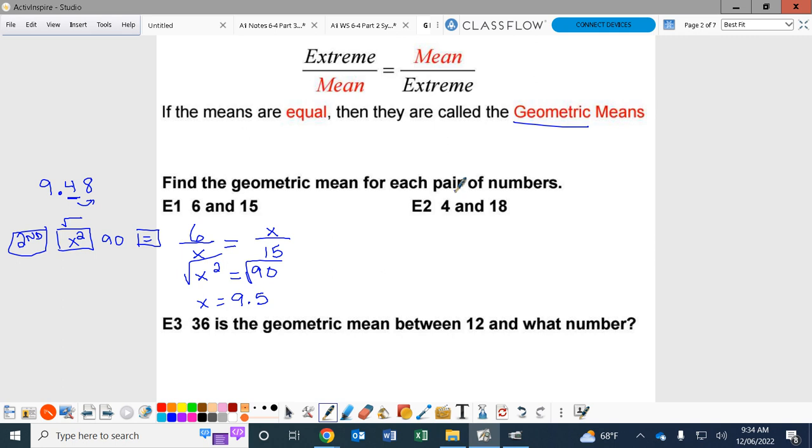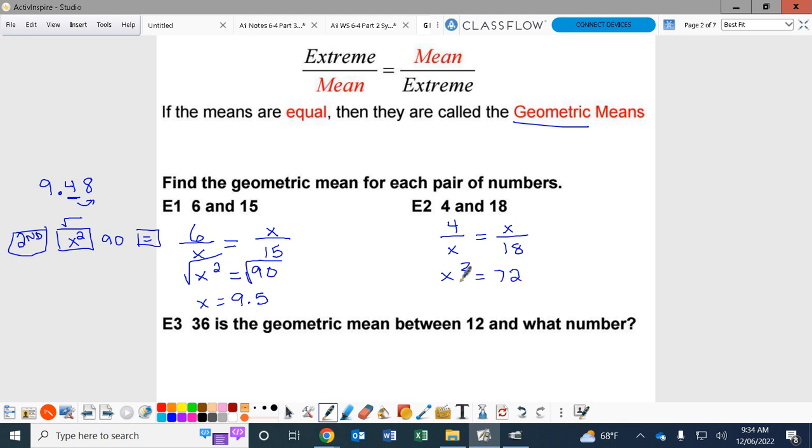Okay, here we go. 4 and 18. Guys, you know the reason these are easy is because of the exact same setup every time? So between 4 and 18 are your extremes. Your means are going to be the unknowns, so we put x and x. It's the same pattern every single time. So x times x is going to be x squared. What's 4 times 18? 72?